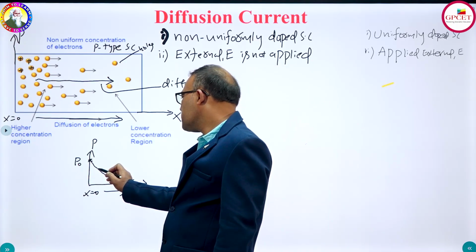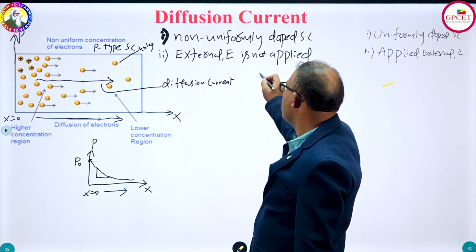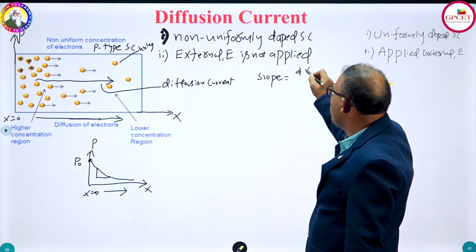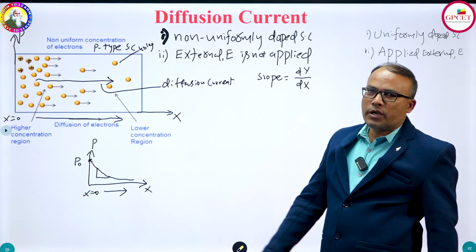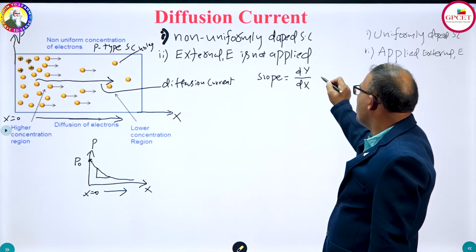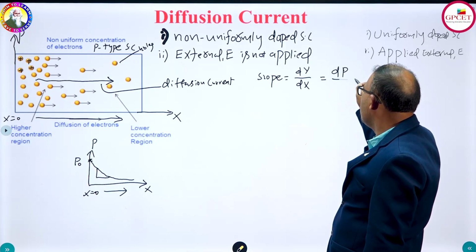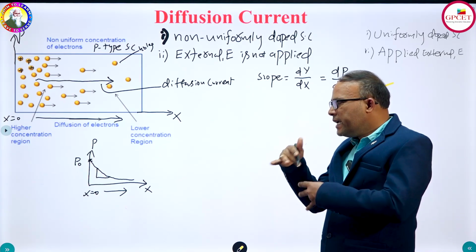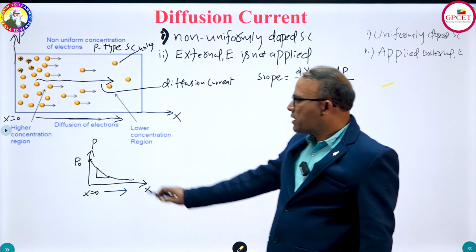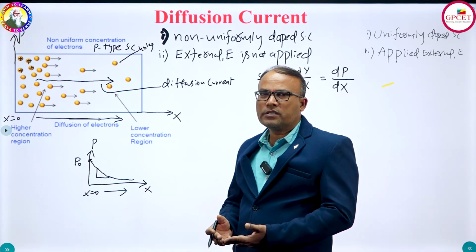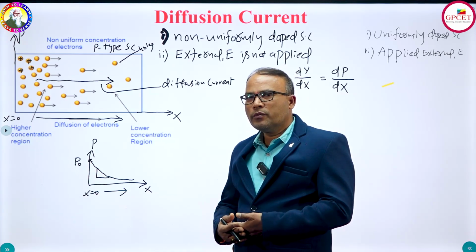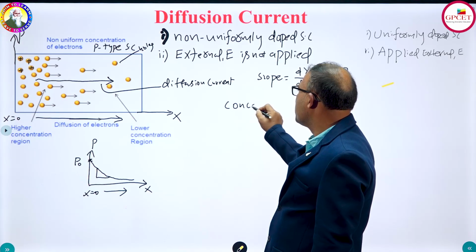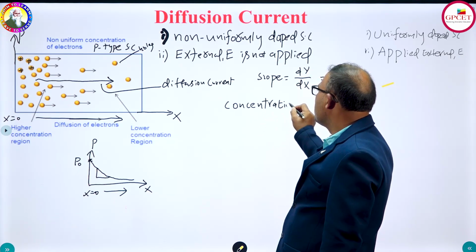If you find the slope of this graph, as you know mathematically, the slope is equal to dy by dx. We are taking concentration p on the y-axis and distance on the x-axis, so the slope is equal to dp by dx. This slope is decaying. What is decaying here? The concentration. Decrement is the term, technically we call it a gradient. So the slope can be called the concentration gradient.